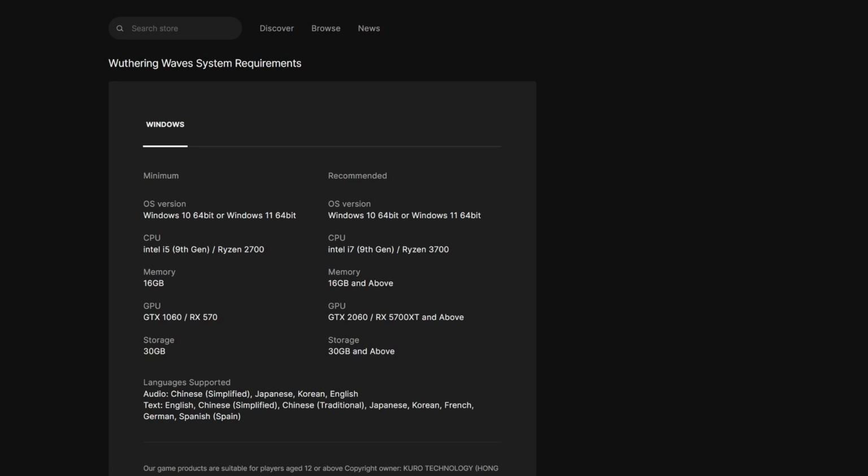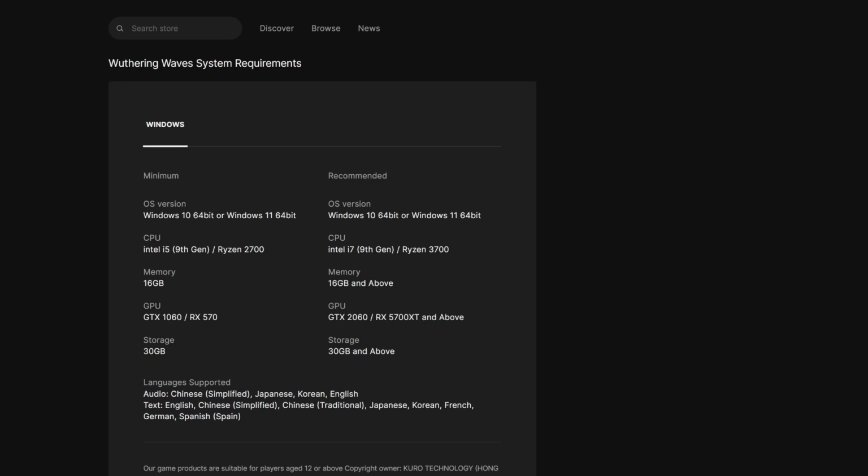So I want to start with the minimum. Operating system version, Windows 10 64-bit or Windows 11 64-bit. Makes sense. So if you have a Windows 7 computer, even still in this day and age, for whatever reason, you're definitely not going to be able to run Wuthering Waves. For CPU, Intel i5 9th gen or a Ryzen 2700.